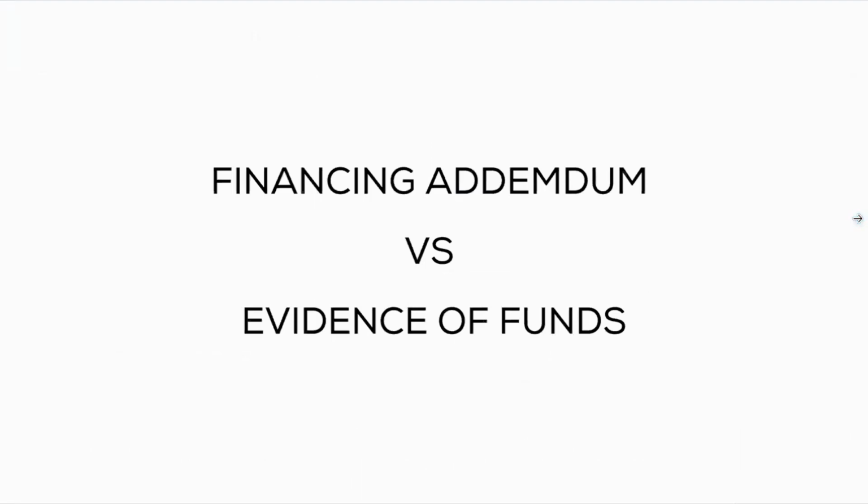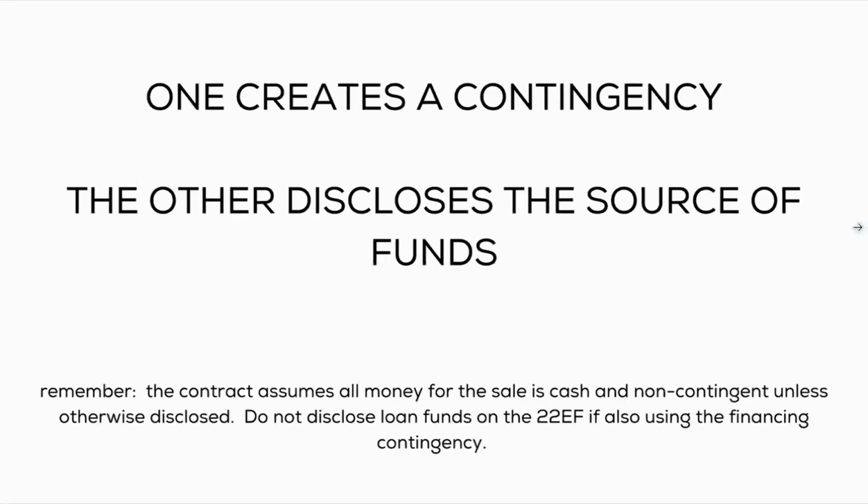So what is the difference between financing addendum and evidence of funds? Well, in both situations, you could use these to disclose that the buyer has a loan that they need to use. And both of them have a clause in there that allows a lender to conduct any needed inspections, and has some of those basic protections. But the main difference between the two of these is that the financing addendum is a contingency protection, and the evidence of funds is a disclosure.